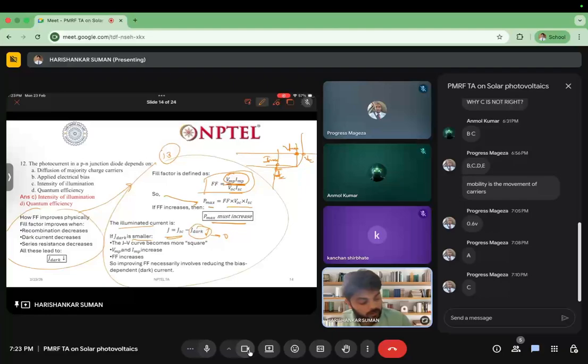And physically, why is the fill factor improved? Recombination decreases, dark current decreases, series resistance decreases, and shunt resistance also may increase. Shunt should be infinite. Reducing the bias dependent dark current also. Clear? Okay, thank you.